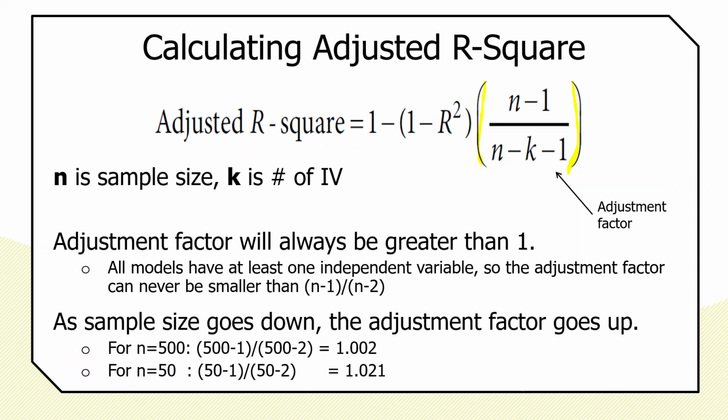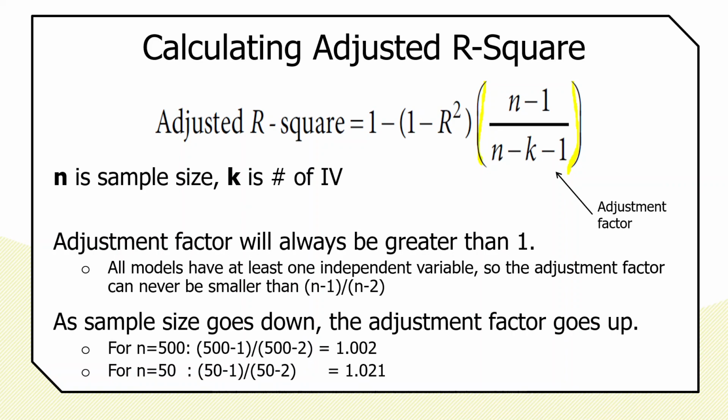Just to review those points, the adjustment factor will always be greater than 1. All models have at least one independent variable, so the adjustment factor can never be smaller than n minus 1 divided by n minus 2. As sample size goes down, and I should add as the number of independent variables goes up, the adjustment factor also goes up. So if you have a sample of 500, 500 minus 1 divided by 500 minus 2, the adjustment factor is 1.002, very weak adjustment on R-square. But for sample sizes that are smaller, like say n equal 50, 50 minus 1 divided by 50 minus 2, the adjustment factor now is up to 1.021.